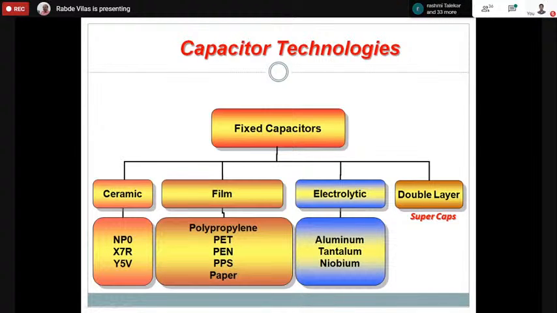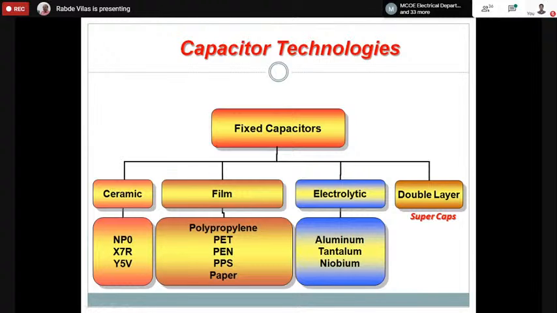So if you go for ceramic, there are NPO, X7R and Y5V. Depending upon the application, if it is in the critical tuning circuit of a radio, then NPO grades are used, and they are also available in the lower picofarad values. Film capacitors also have many types like polypropylene, PET, PEN, PPS, and paper. Paper capacitors, as you all know, are normally used in power factor correction. And electrolytic, you can have aluminum, tantalum, and niobium. Niobium are used in costly military equipment.